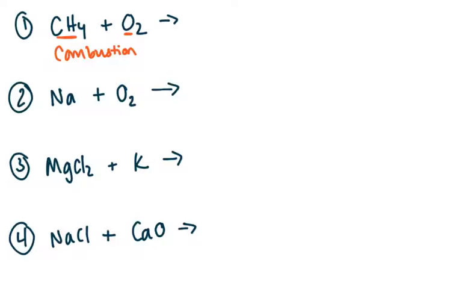Any hydrocarbon, so it could be C2H6, it could be C3H8, any hydrocarbon plus O2 will always give you CO2 plus H2O. Every single time you're going to get carbon dioxide and water. So once you've identified something as combustion, these are always the products you should write. There is no other choice.